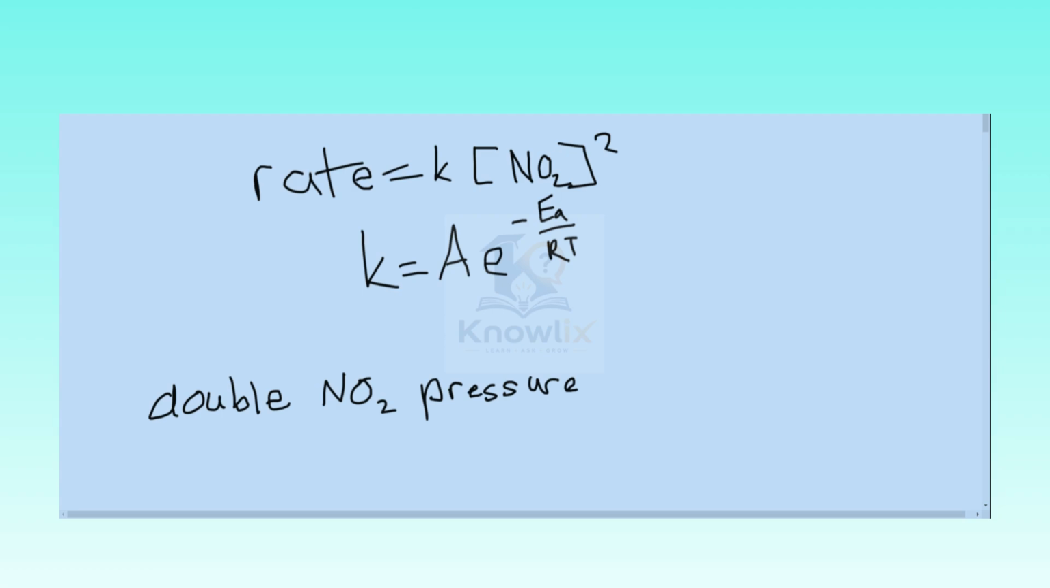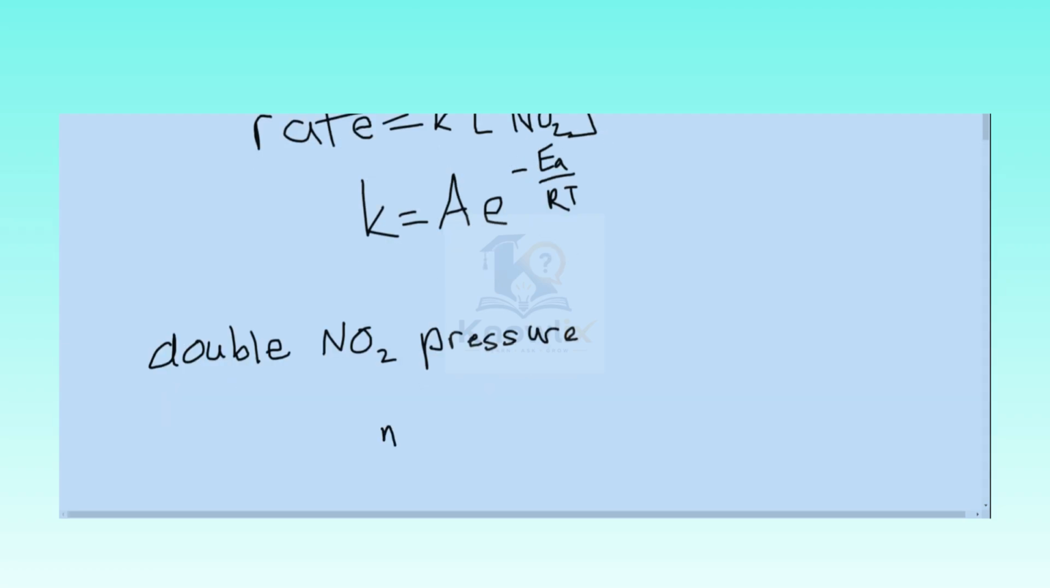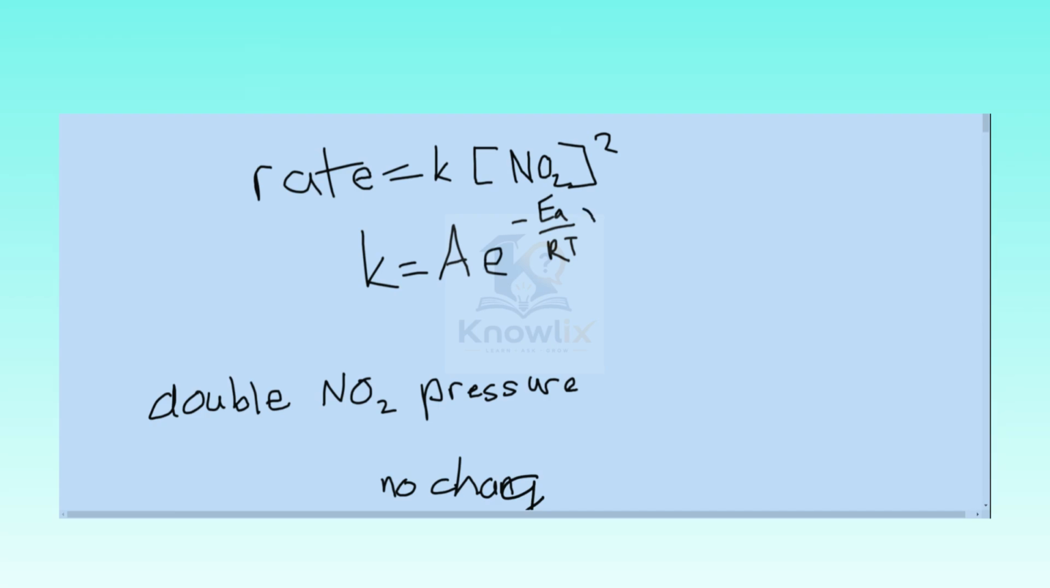So say we doubled the pressure of nitrogen dioxide. Well, that would probably increase the concentration of nitrogen dioxide here if the volume is held constant and so is the temperature. However, while it would increase the rate, probably it would not change the K. So no change in K. Because as you can see, the concentration of nitrogen dioxide isn't part of this equation here.